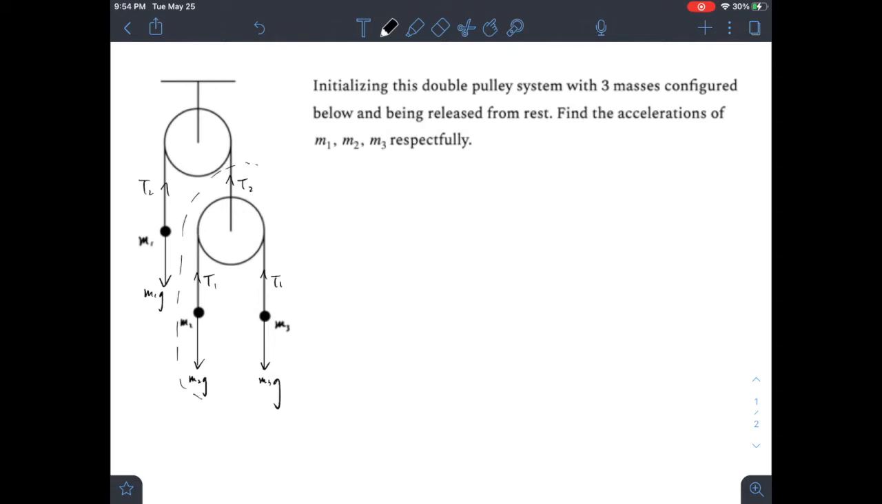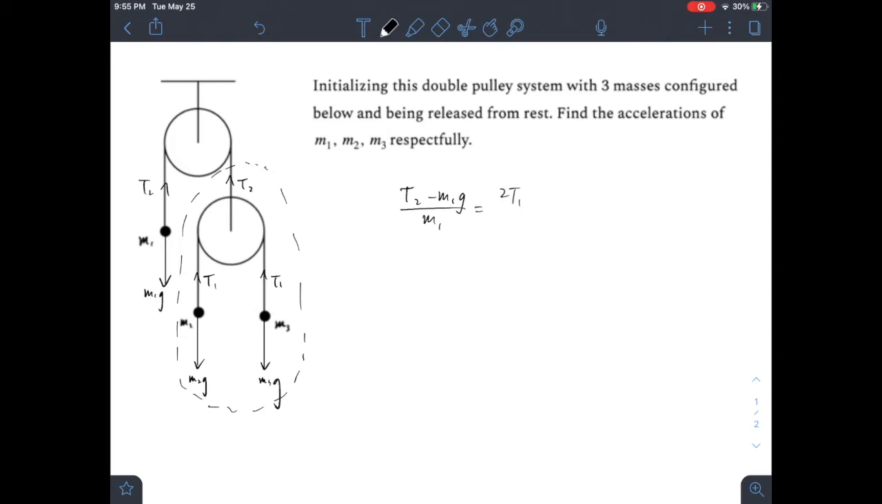First, let's consider the right pulley as a whole black box. We consider a blind mass in order to calculate the acceleration of the m1 mass. So how do we do that? Well, we know that the acceleration of m1 is equal to (T2 minus m1g) divided by m1, right?